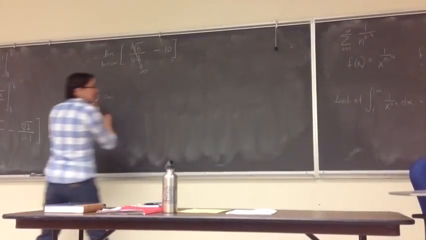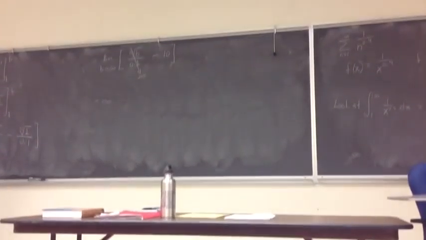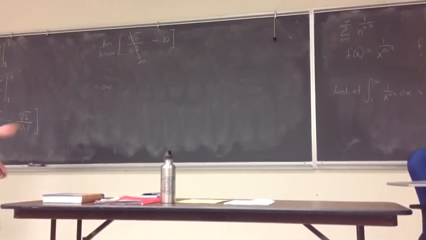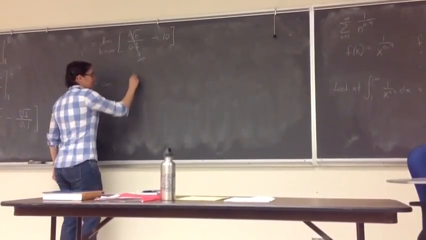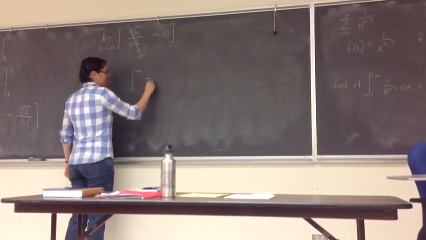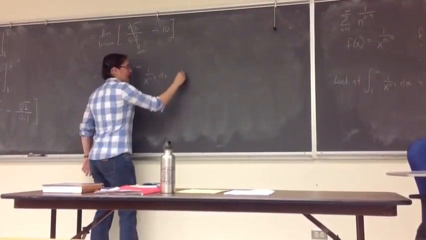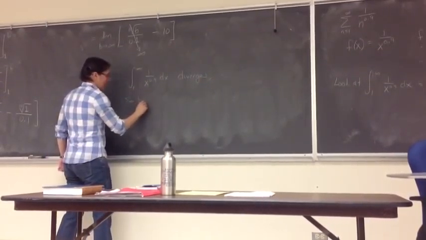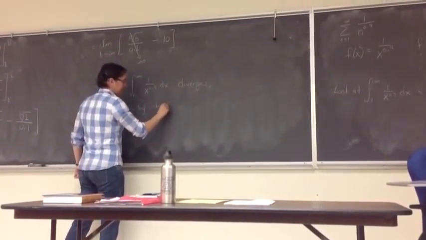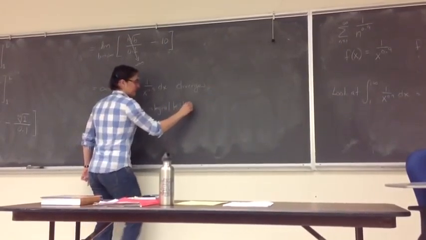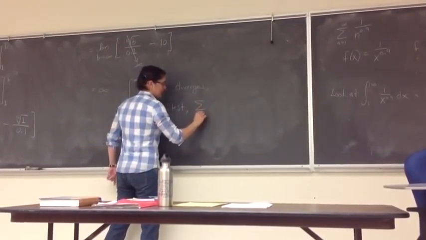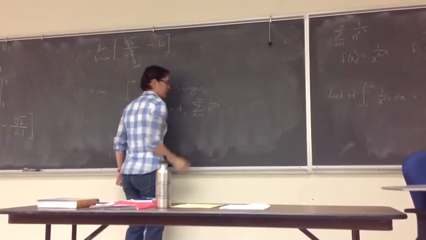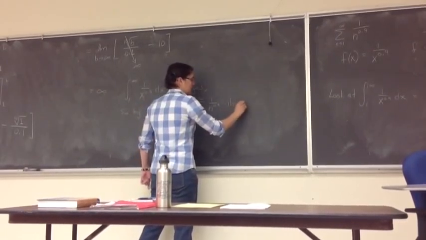Okay, so back to this example here, we had our integral from 1 to infinity of 1 over x raised to the 0.9 dx. This integral diverges. So by the integral test, the series, which is the sum where n goes from 1 up to infinity of 1 over n raised to the 0.9, also diverges.